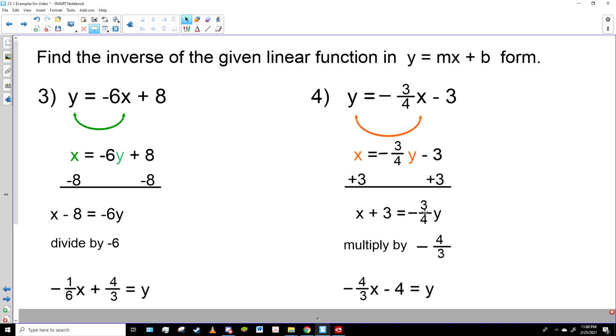And of course, the 3/4 and the 4/3, the reciprocal, cancel each other out. They give me 12 over 12, and a negative times a negative is a positive, and 12 over 12 is 1, or 1y, just plain old y. And that's how you find the inverse of a linear function.